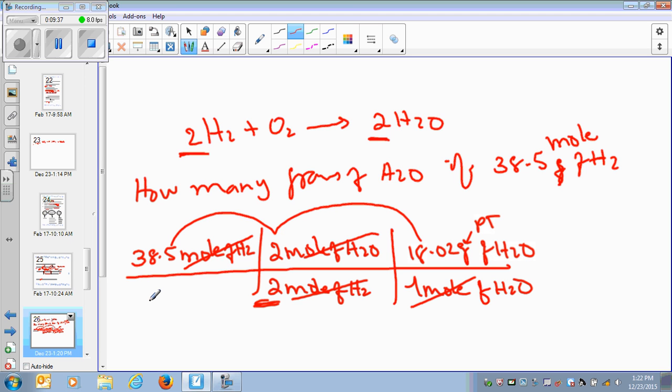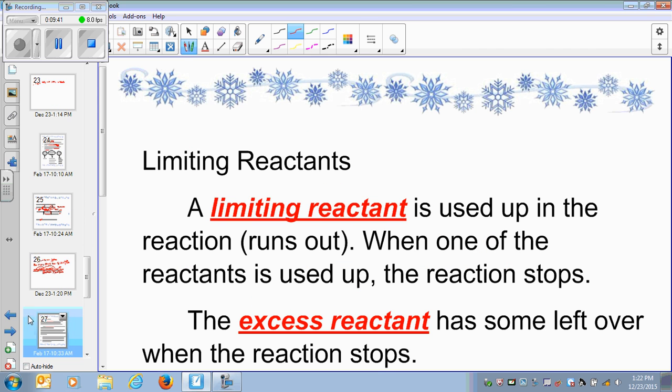This is the hardest this concept is going to get. So we will do the practice in the class. Maybe I will do the limiting reactant in a separate video.